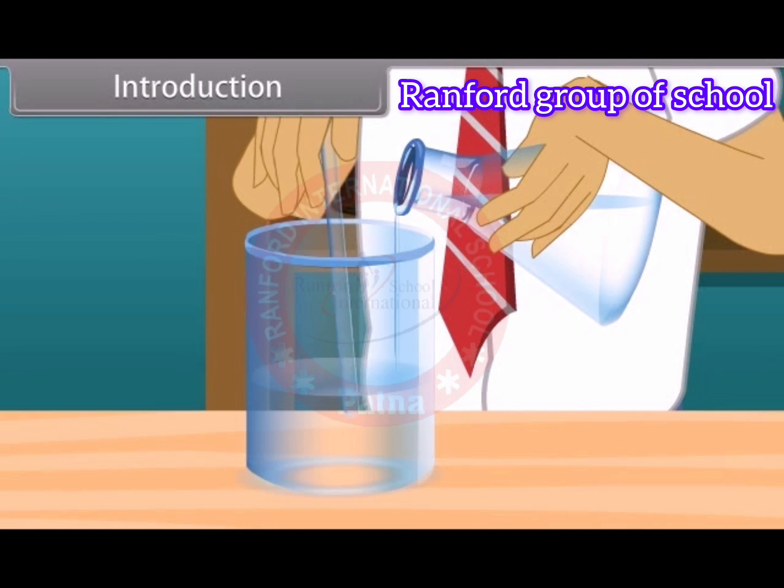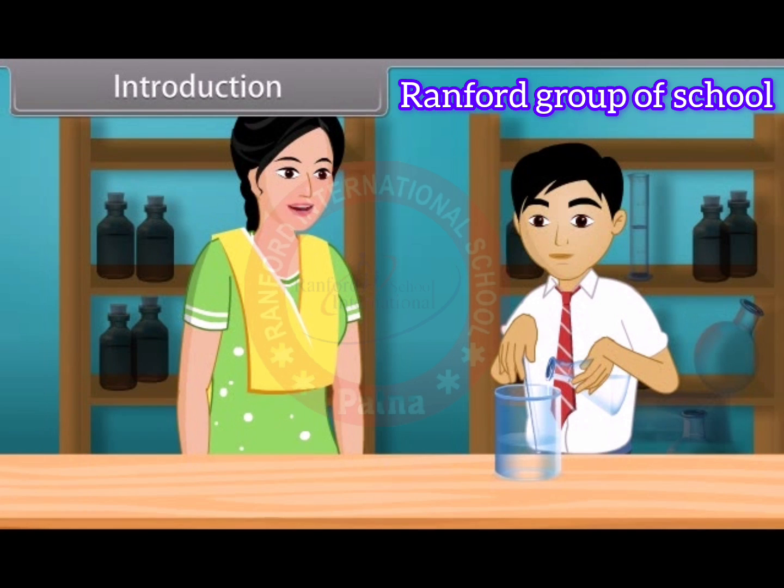Oh yes, I feel the container hot. Why is it so? Let me tell you, it is because of the reaction between acid and bases. Children, in this lesson we will learn about the chemical properties of acids and bases and about salts.